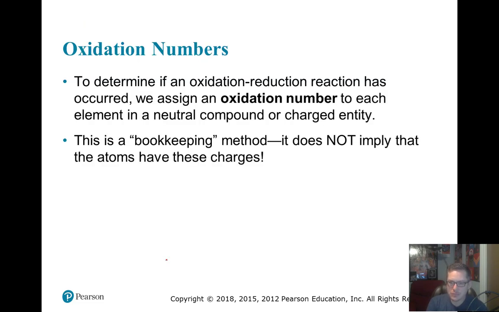So how do we tell if something's losing or gaining electrons? Well, we use these things called oxidation numbers. One thing to keep in mind about oxidation numbers, there's lots of rules that govern how we figure out how many oxidation numbers things have. But just remember that these are purely a bookkeeping method. It doesn't mean that our atoms have the charges that we're talking about. It's just our way of keeping track of how they're changing as they move across our chemical reaction. So it does not imply that they have those charges.